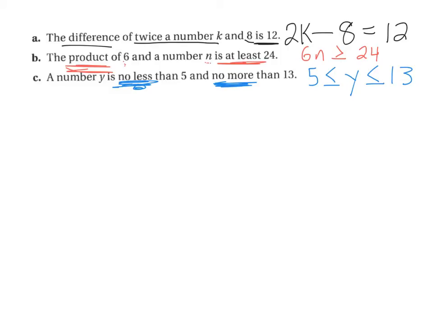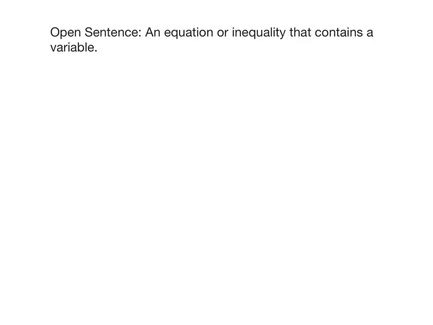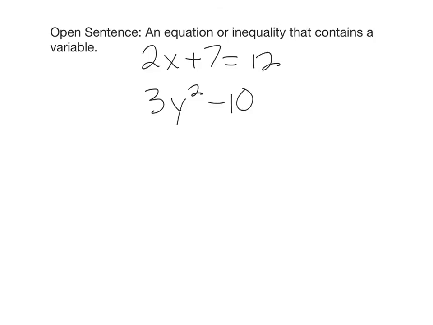We just have one more thing we're going to cover, one more skill we're going to learn today. But before we get to that, we have to cover a couple more vocabulary words. The first one is open sentence. An open sentence is an equation or inequality that contains a variable. So an example could be 2x plus 7 equals 12, or 3y squared minus 10 is less than or equal to 18. Both of these are open sentences because of the variable.